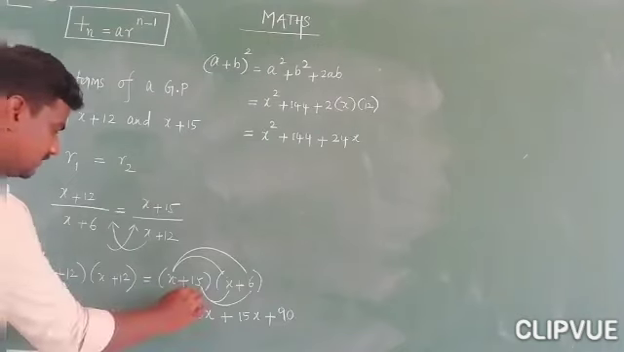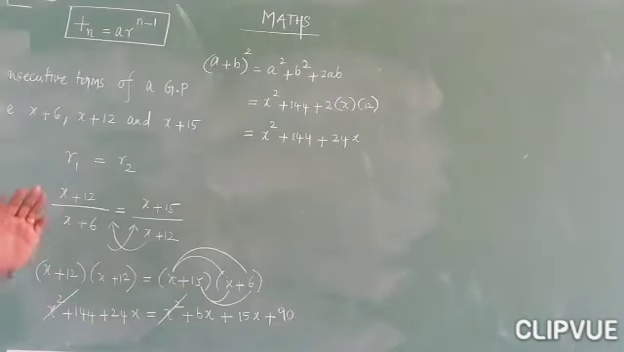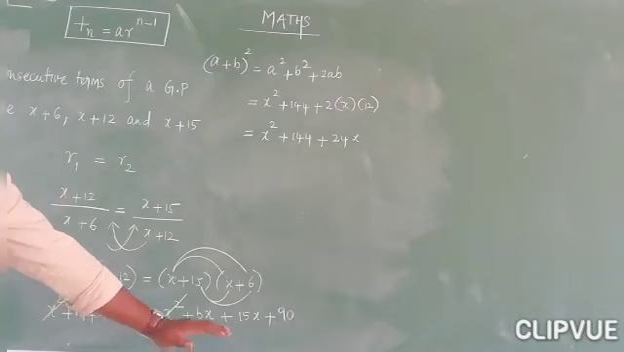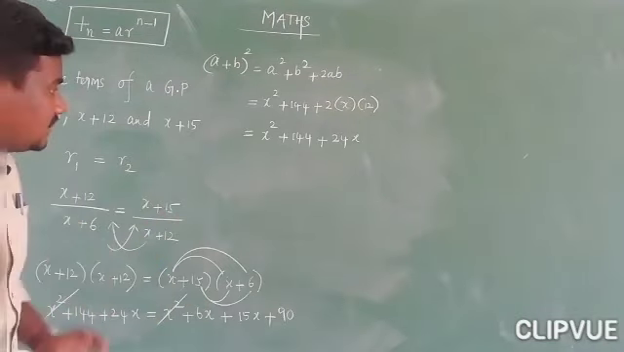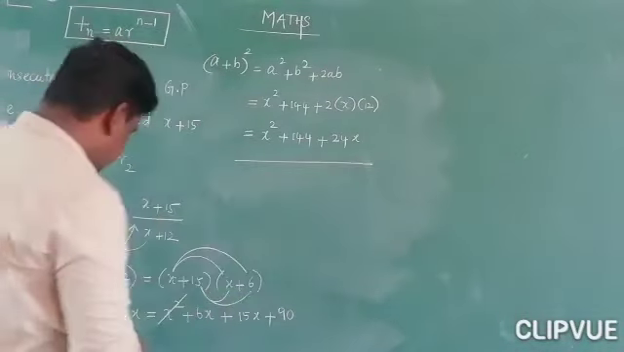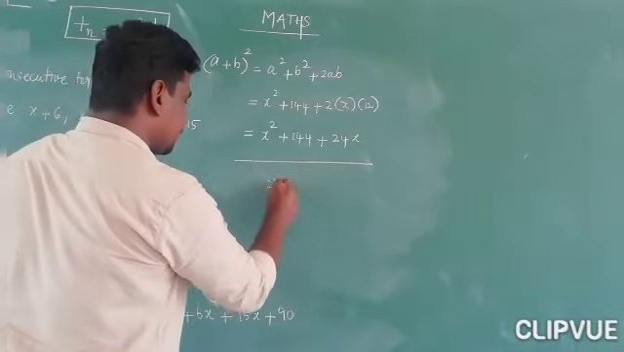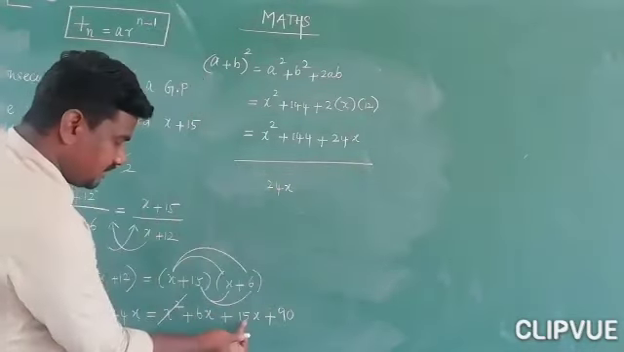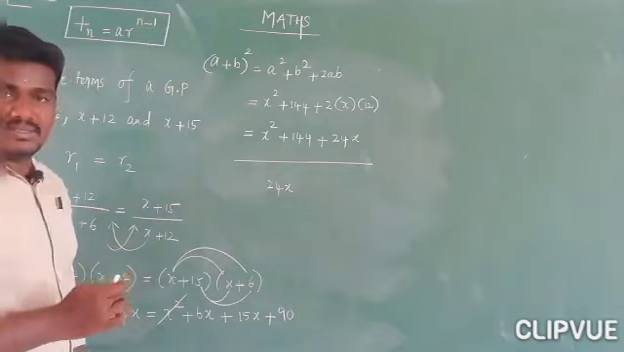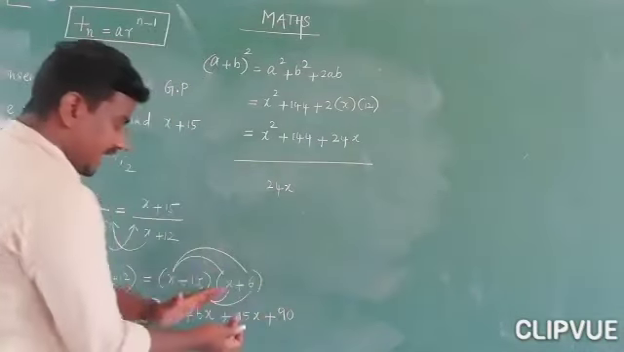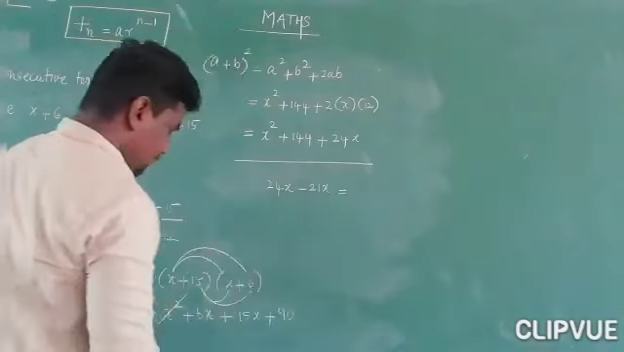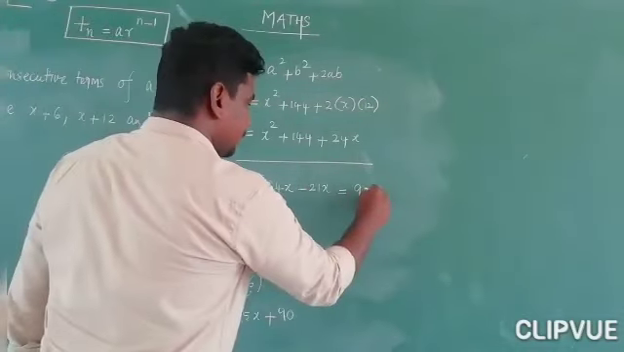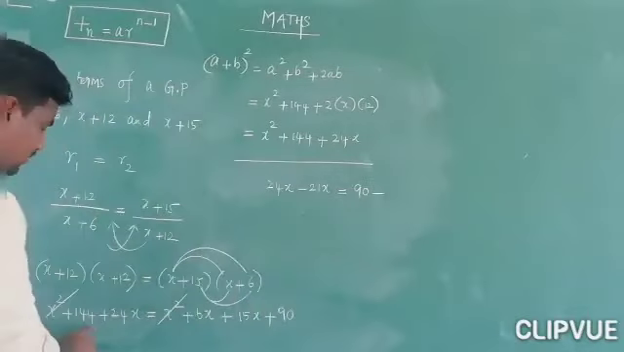X square on the left hand side and right hand side with the same sign, means we can cancel them. You know that. And next, taking the x variable to the left hand side and the constant term to the right hand side. So what shall we do here? Here 24x is there, and on the right hand side 15x plus 6x, which is equal to 21x. If you take it to the left hand side, it becomes minus 21x, which is equal to 90 minus 144.